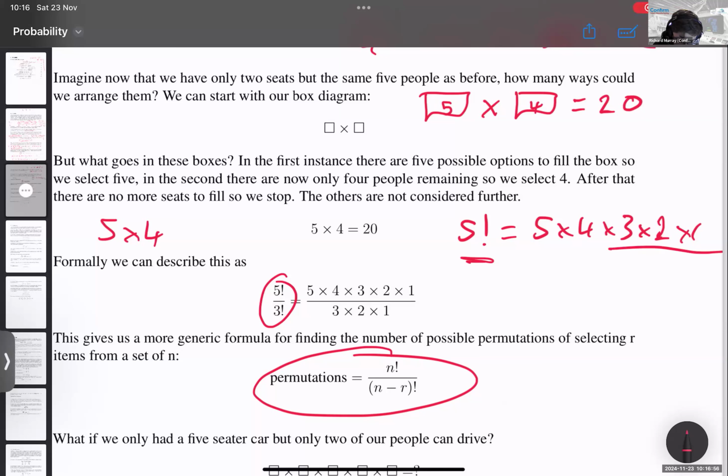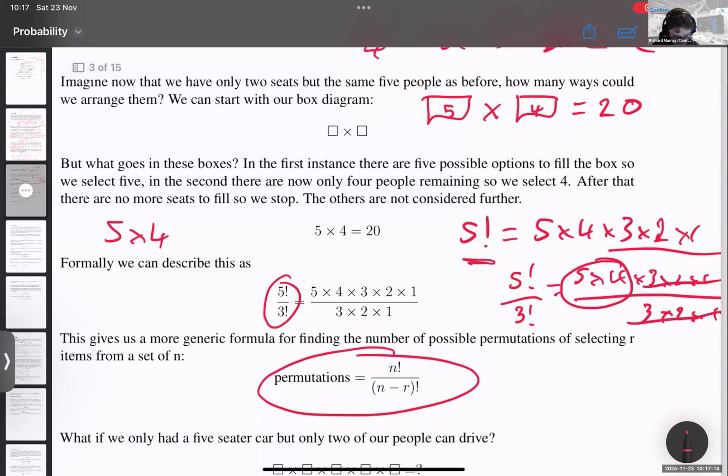So we can say 5 factorial divided by 3 factorial is equal to 5 times 4 times 3 times 2 times 1 divided by 3 times 2 times 1. This bit of the denominator cancels with this bit of the numerator, leaving us only with our 5 times 4.